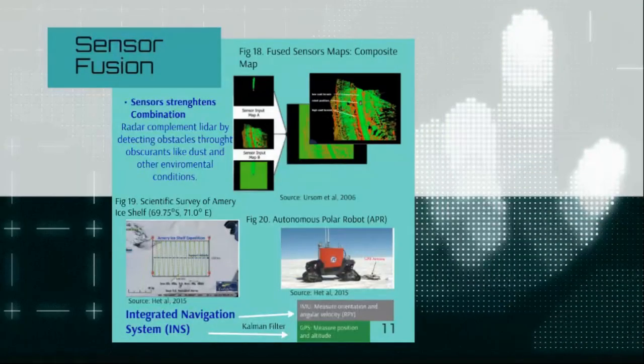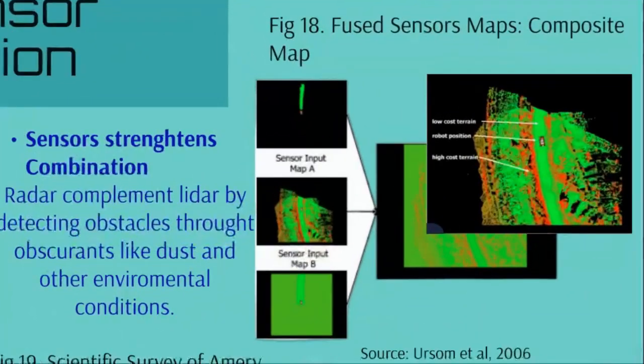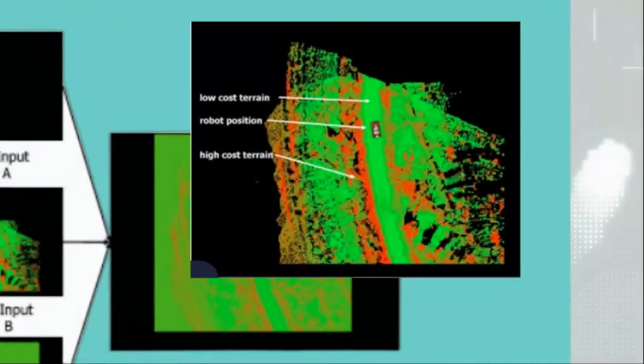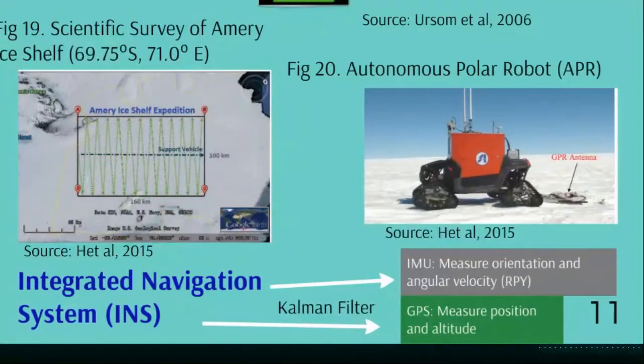Okay, sensor fusion strengthens the robot's ability to navigate through complex environments. By combining radar and LiDAR data, the robot can detect obstacles more reliably, which is represented by this seminal paper of Urson, in which the radar map detects the obstacles and the LiDAR maps the environment. These maps were fused, and the robot can better navigate over this terrain.